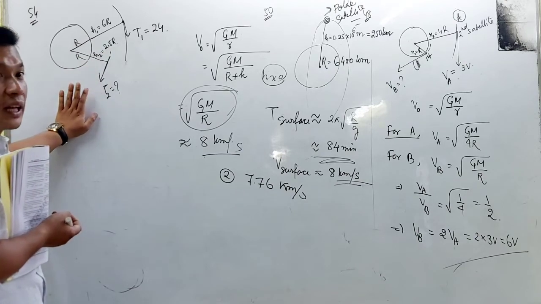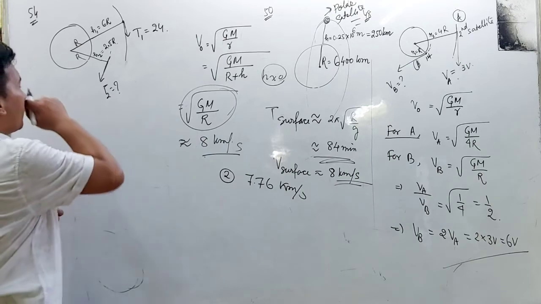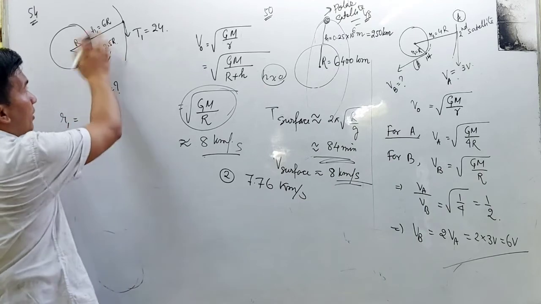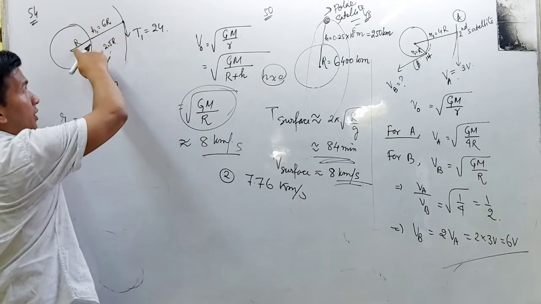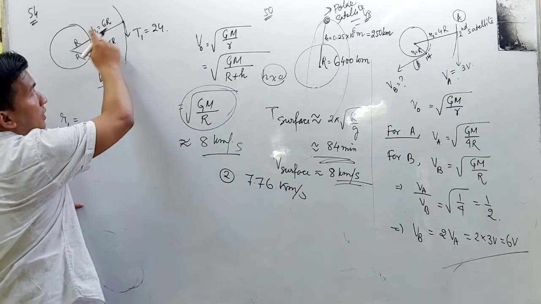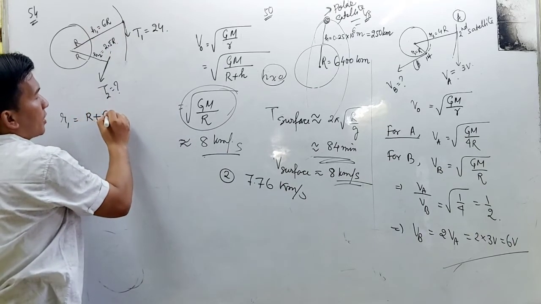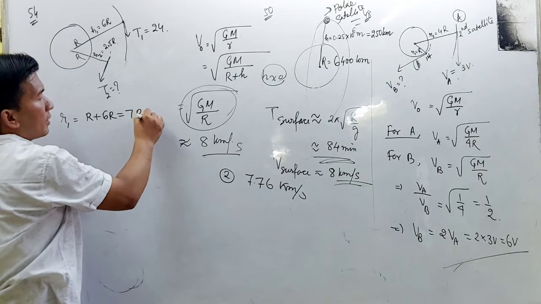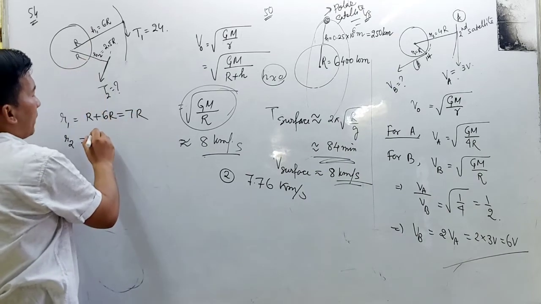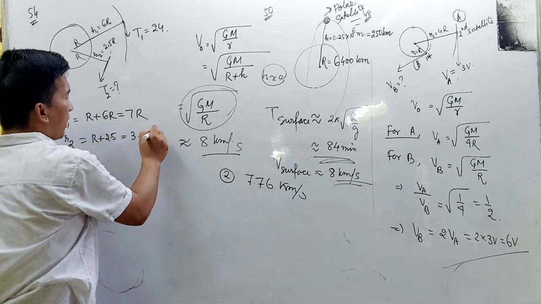My time period T2, we have to find out. It is very simple. Your r1 will be the effective distance, the orbital radius of the first satellite from the core. It will be r plus 6r, equal to 7r. And what about your r2? It will be r plus 2.5r, equal to 3.5r.